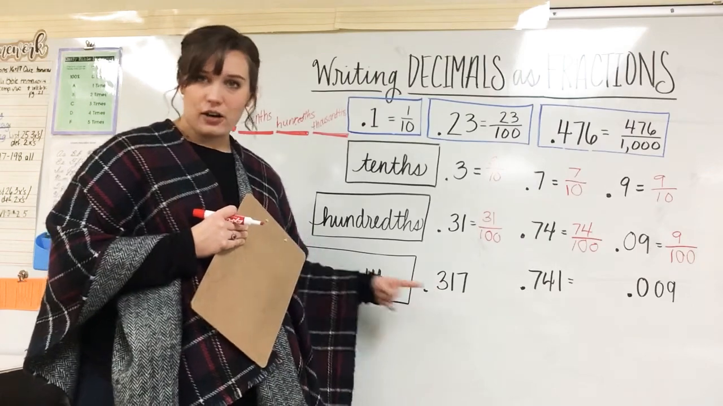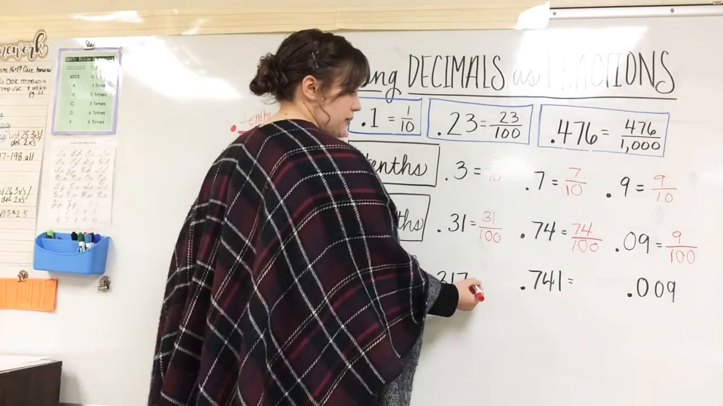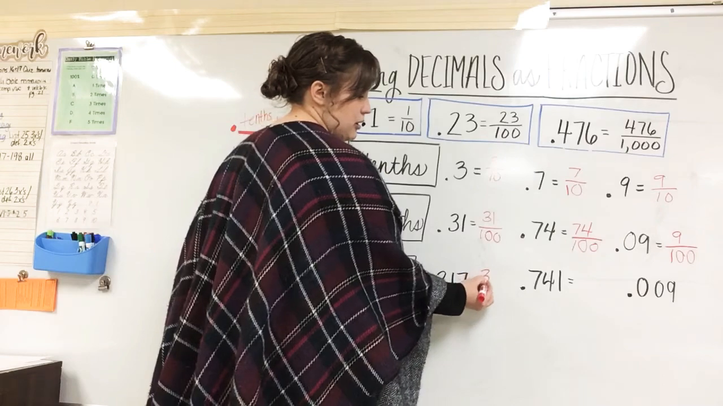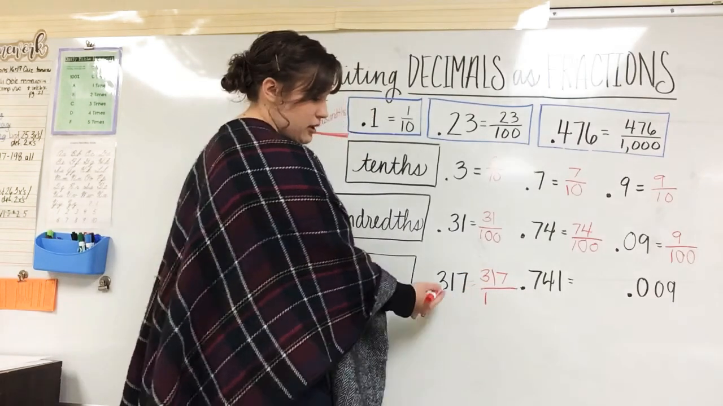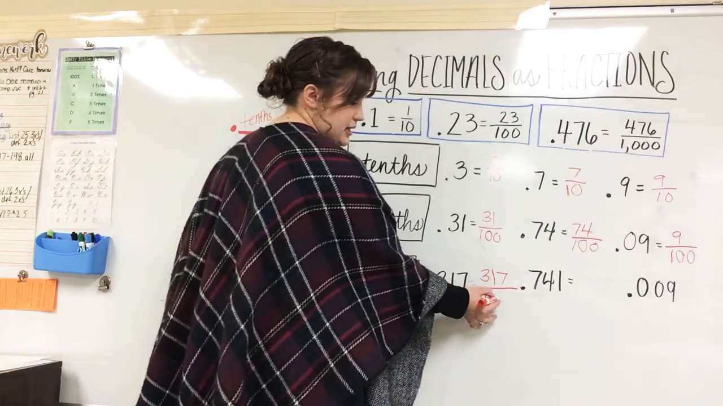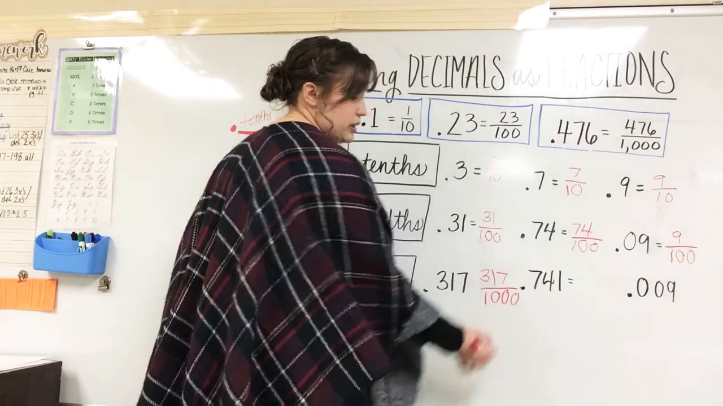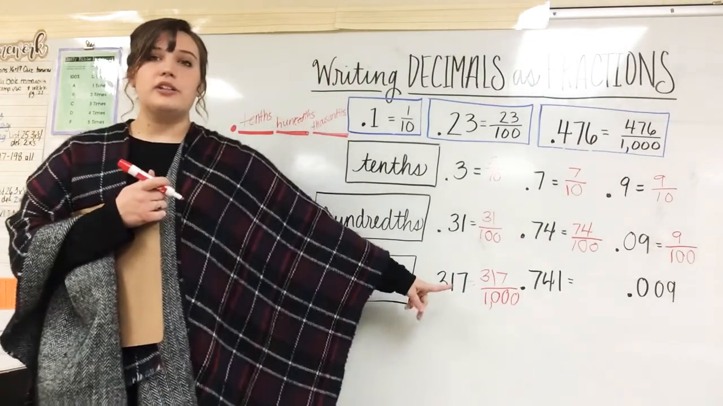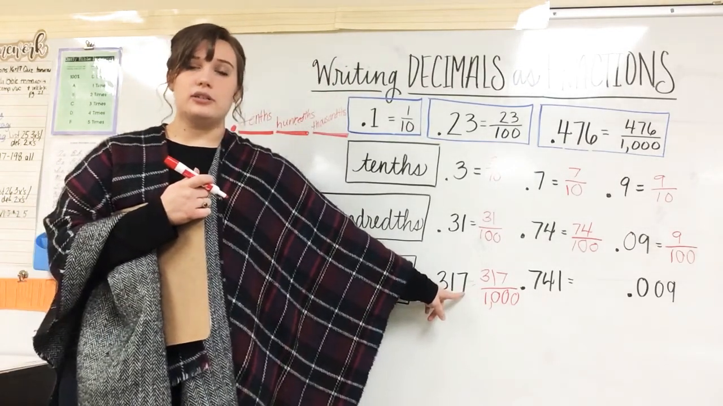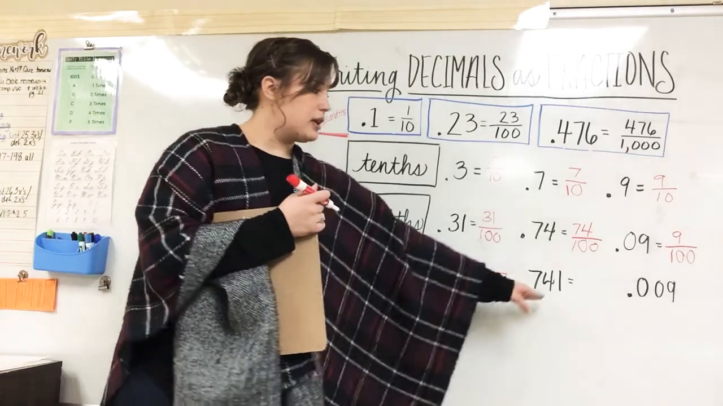317 thousandths is correct. My numerator is going to be 317. There's my 1. Okay. 1, 2, 3 places. 1, 2, 3 zeros. Okay. Don't forget your comma. Those are important. 317 thousandths. Okay, is how you say it. Let's do the next one.